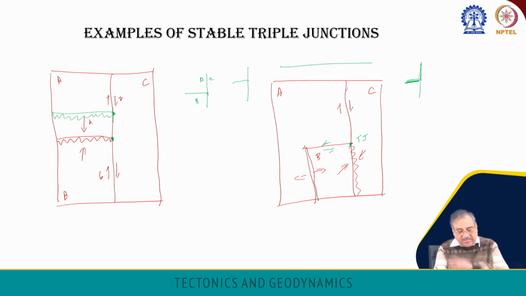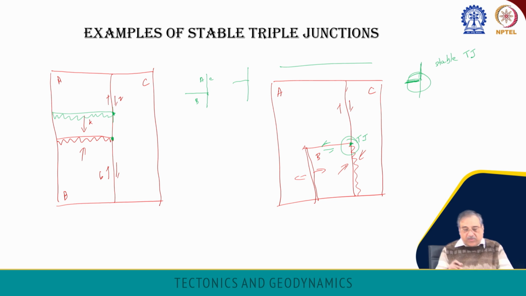So the configuration at the next instant of time, when B either grows a little or moves closer to this particular boundary, nevertheless, the disposition of the plate boundaries around this point remains the same. So if this remains the same, this configuration here also remains the same with time. This is also a stable triple junction. That is, with time, the configuration of the plate boundaries around the triple junction does not change. This is an example of a stable triple junction.